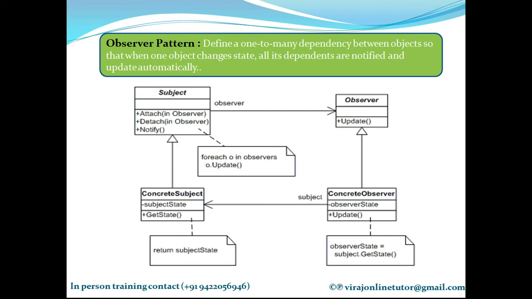Okay, so observer pattern defines one-to-many dependencies between objects so that when one object changes the state, all its dependents are notified and updated automatically. So I'll give you a real life example of an observer design pattern.